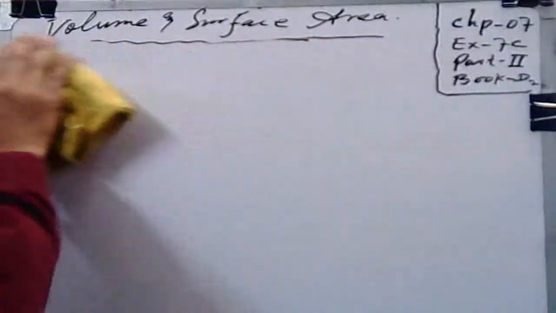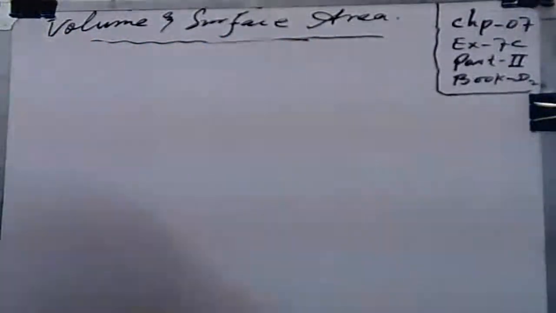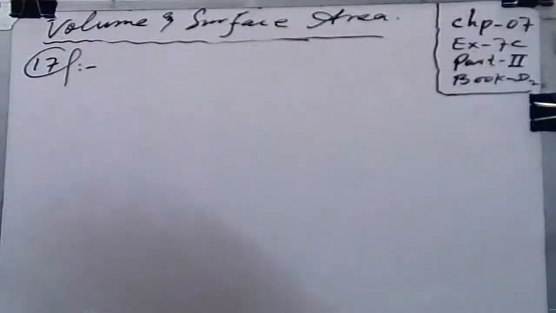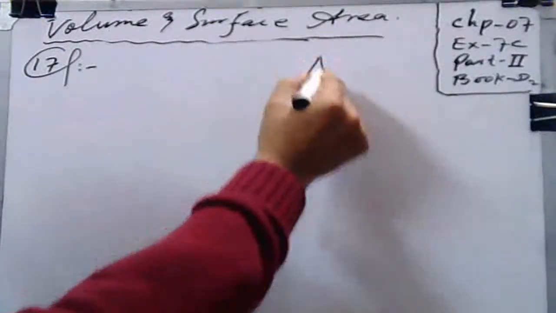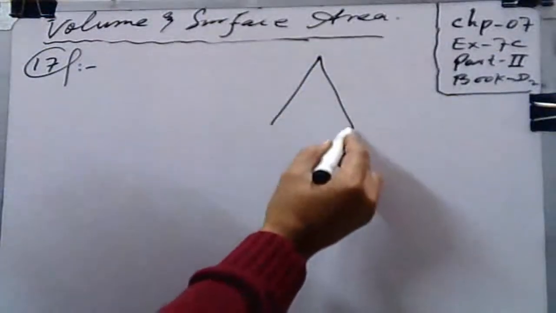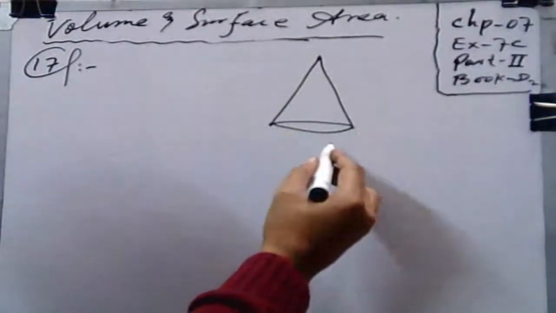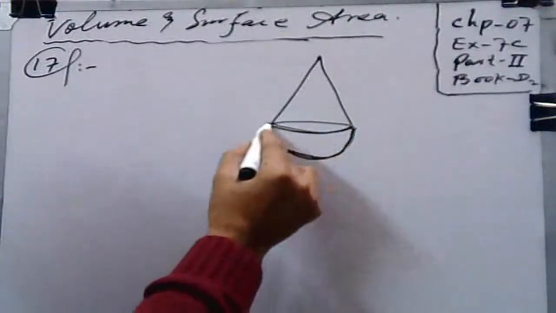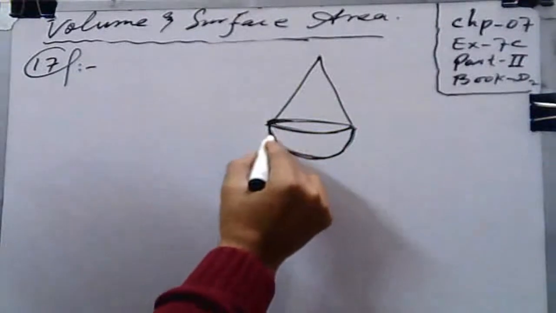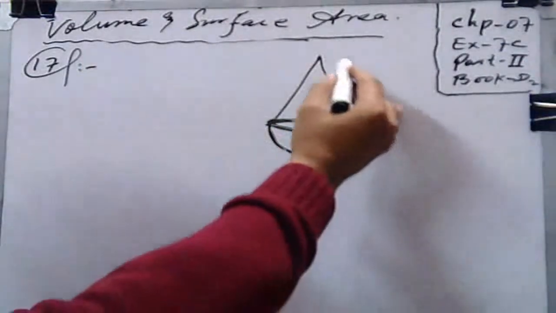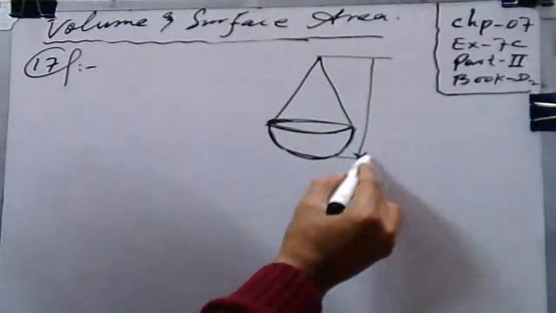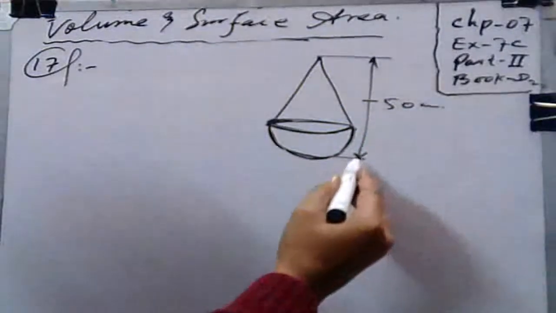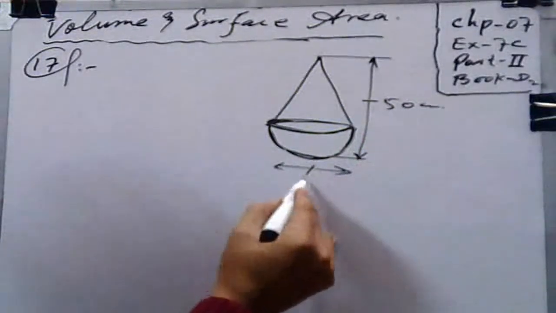Now the figure is one cone and the second one is a hemisphere, that is, semisphere. Hemisphere, like this you can see. So the total height, up to here and here, is given to you, that is 50 centimeter, and this one is 30 centimeter. So we have to find the volume of the solid.